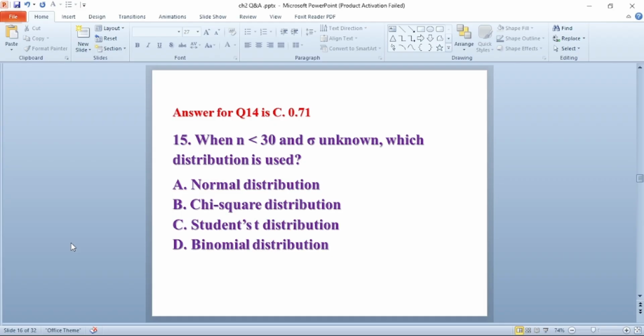Question number 15. When n is small, sample size is less than 30, and standard deviation is unknown, which distribution is used? A. Normal distribution. B. Chi-square distribution. C. Student t distribution. D. Binomial distribution. The answer is C. Student t distribution.